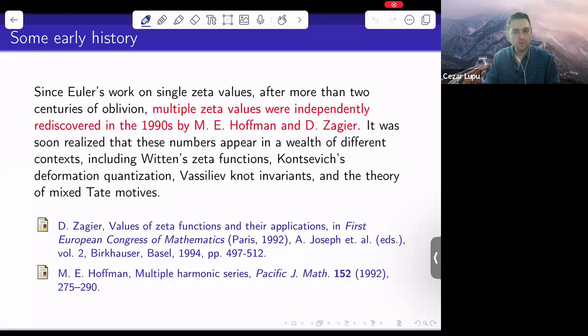But then very soon it was realized that these numbers appear in very different contexts, in knot invariants, conservation with deformation quantization, the theory of mixed Tate motives, and so on. So basically, they're pretty much everywhere you can look.